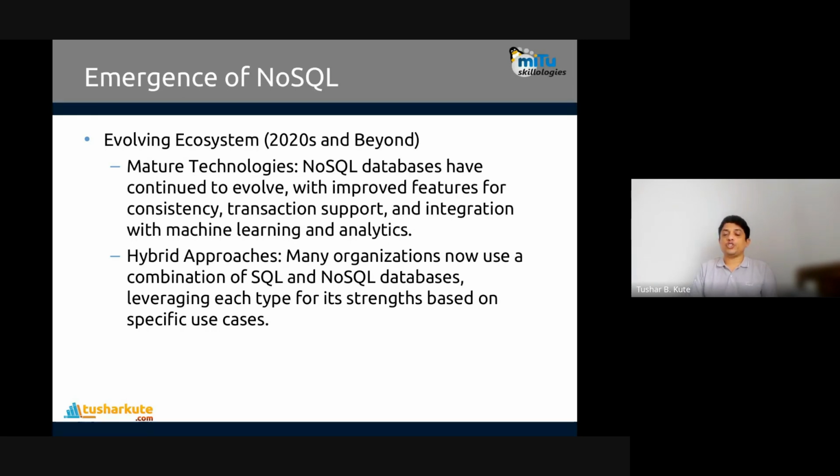So many organizations are now using a combination of SQL and NoSQL databases, leveraging each type's strength based on specific use cases. Almost 50% plus of companies today are handling data using the combined approach of SQL and NoSQL. Both are there. This is a new trend and technology being used.